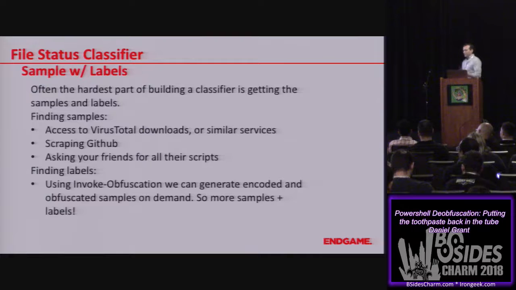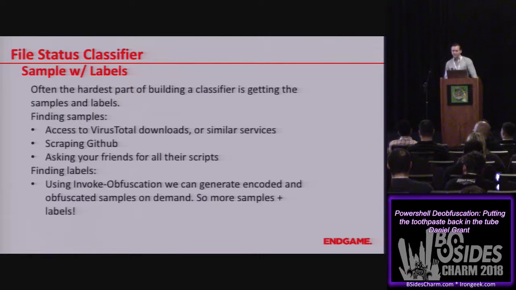This is often the hardest part of any data science problem: getting the right samples. A couple options for you: if you have access to VirusTotal downloads or a similar service, you can grab that. You can scrape GitHub, or you could ask your friends for all their scripts. We're going to have to train on tens of thousands of scripts, so you might need to make some more friends if you do that approach.